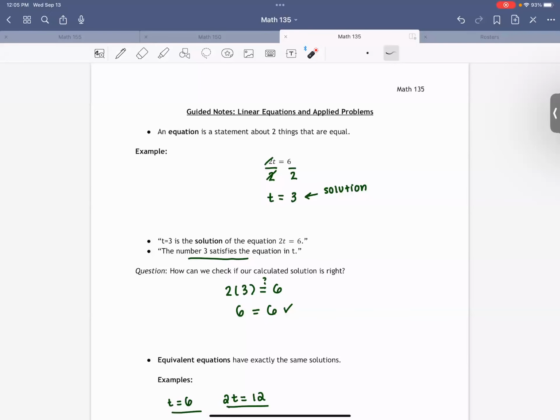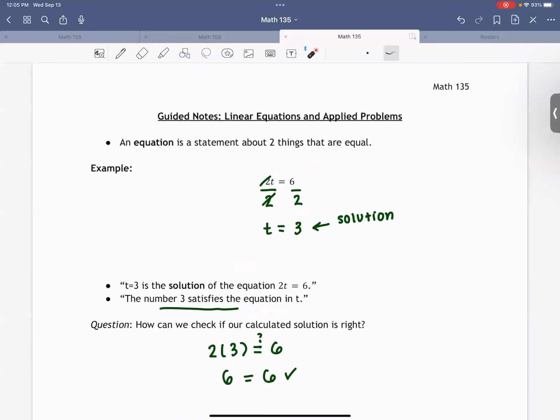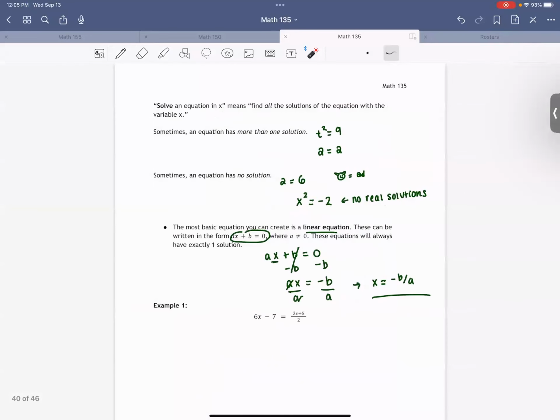So equations are things that have equal signs, right? Now we did a couple of easy examples of equations. We went over that if you do something on one side of an equation, like dividing by 2, you have to do it on the other side, right? So that's something you have to do. We talked about different types of equations, like equations that have more than one solution, and equations that have no solutions.